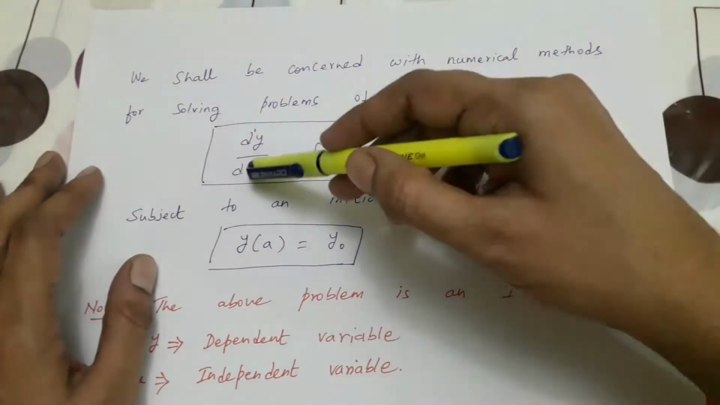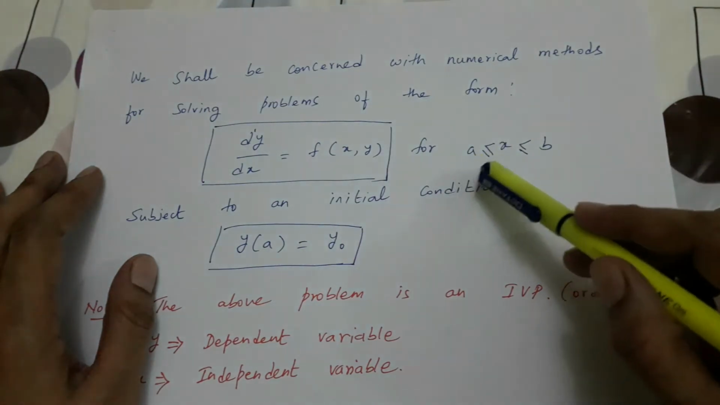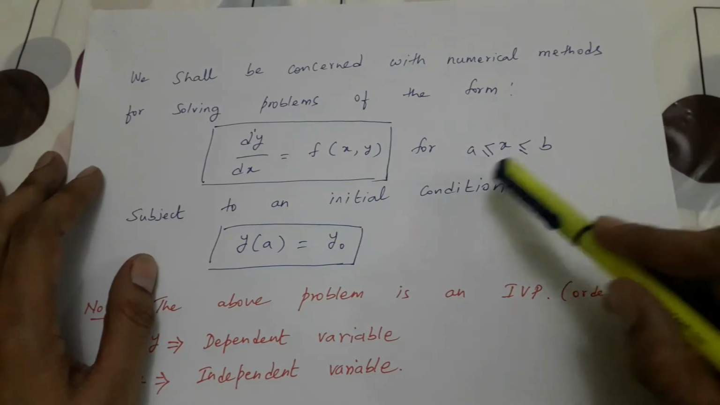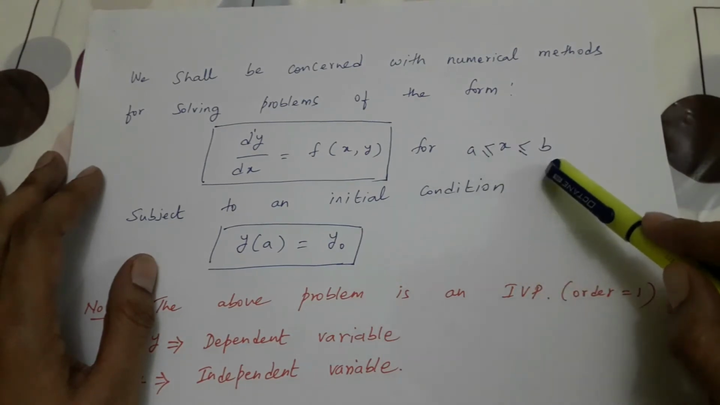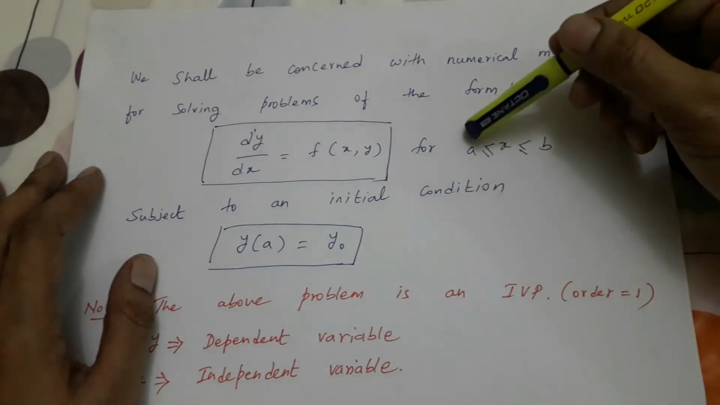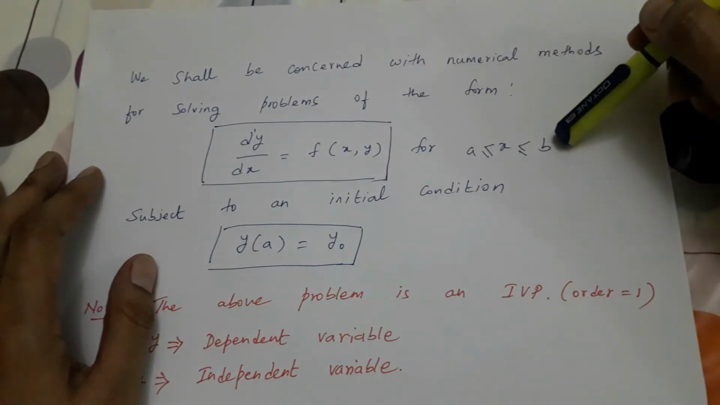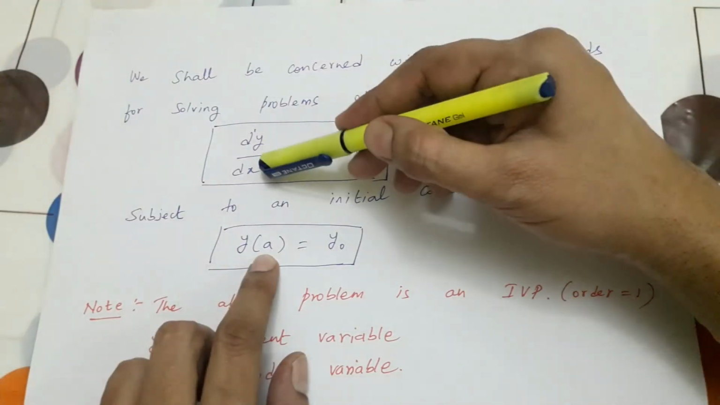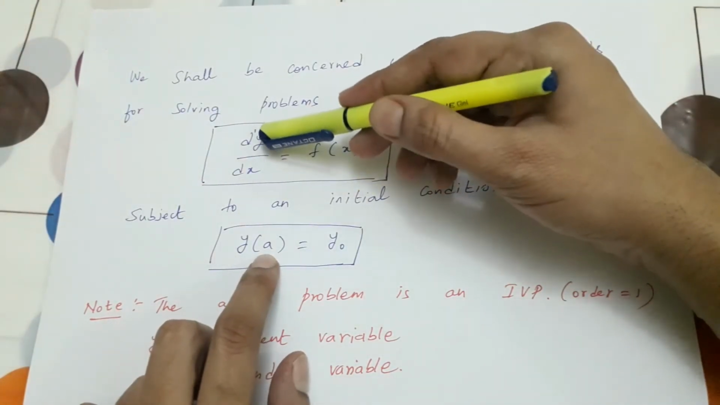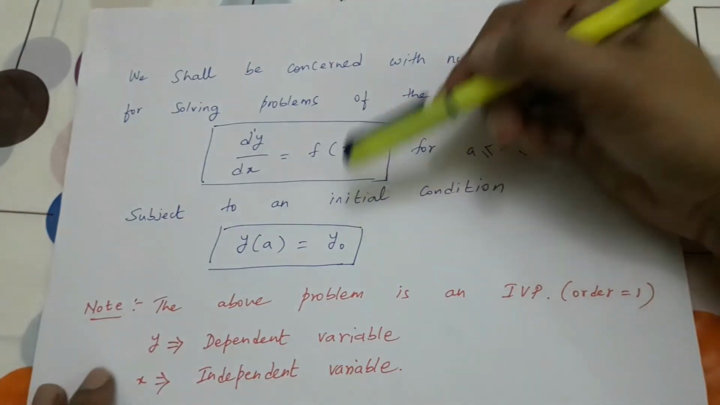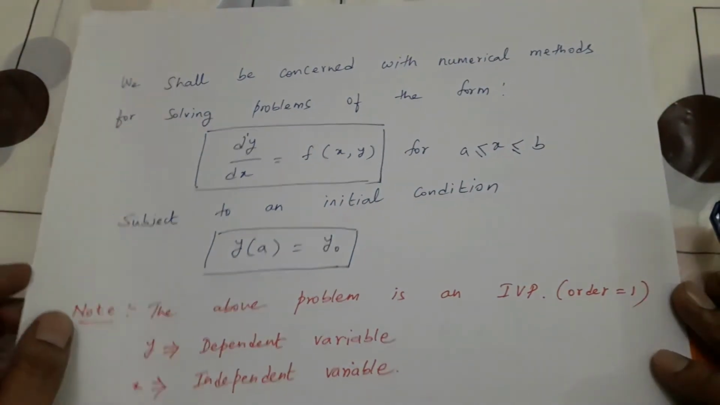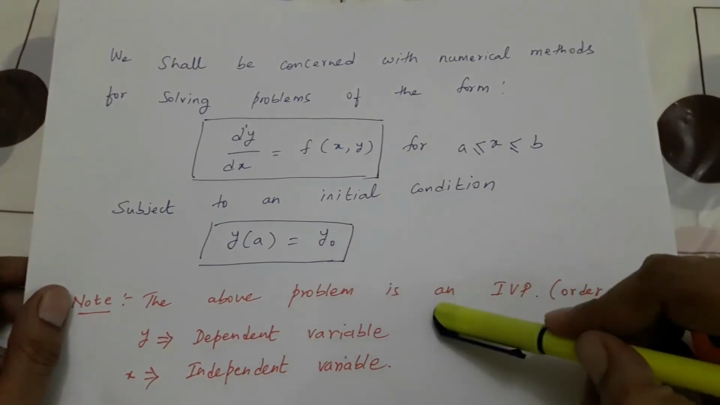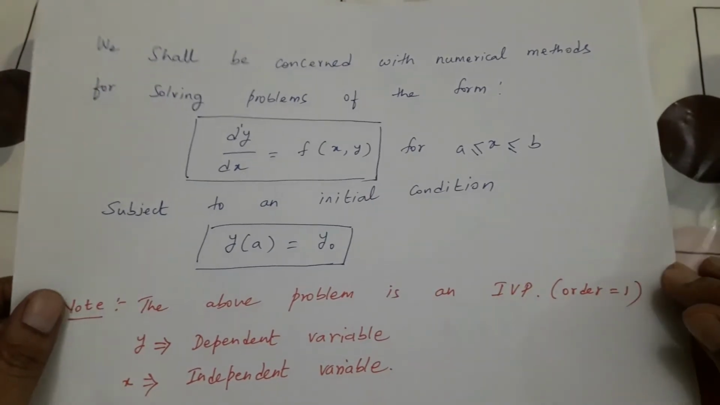So this independent variable is bounded between the lower limit a and upper limit b. You can say a is your initial point, b is your final point. At the initial value of the independent variable a, the value of y is y naught. Note that the above problem is an initial value problem and the order is 1, so you need a minimum of one condition to solve the problem. y is your dependent variable, x is your independent variable.